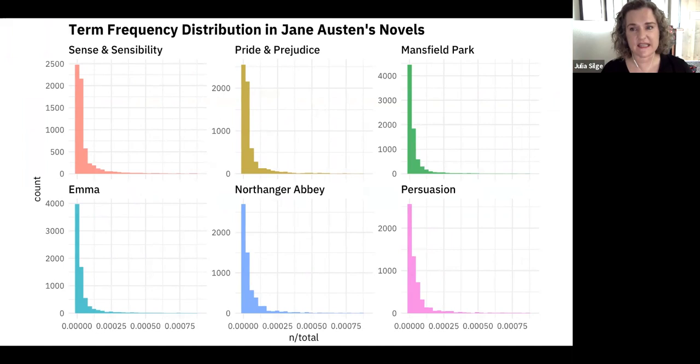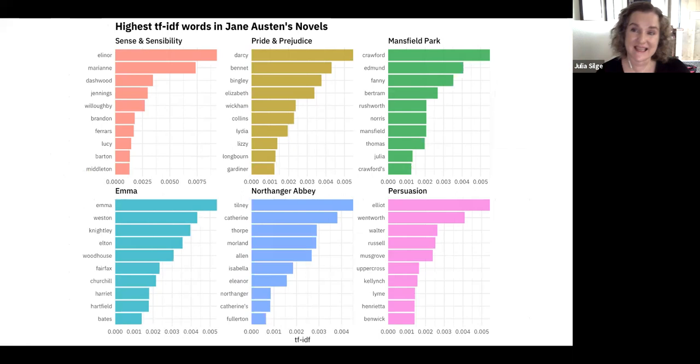So this is term frequency. If we then compute inverse document frequency, which is a really good fit for tidy data principles because it works term by term, you get results like this. These are the highest TF-IDF words in Jane Austen's novels. If you look at Pride and Prejudice here, we see Darcy, Bennet, Bingley, Elizabeth. If you look at Persuasion, we see Eliot, Wentworth, Walter, Russell. If you've read Jane Austen, you recognize these people and places. But even if you've never read Jane Austen at all, you can probably look at this and see that these are proper nouns. These are the names of people and places.